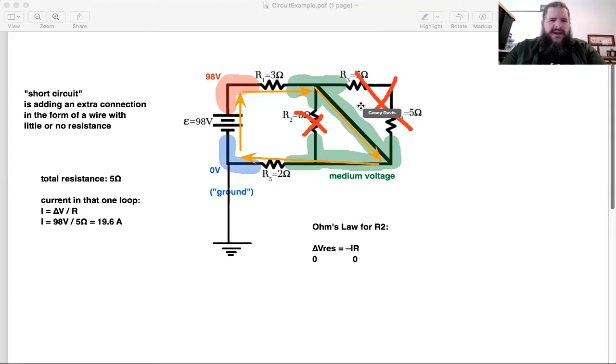I think earlier we had, was it 9.8 amps? No, that's not right. 10 amps. Anyone remember what the current was from last time? It was a lot lower than 19.6. I remember that. But the short circuit effectively makes the current flow much faster. Because by bypassing these, what have we done to the total resistance? How does this total resistance compare to what we found earlier?